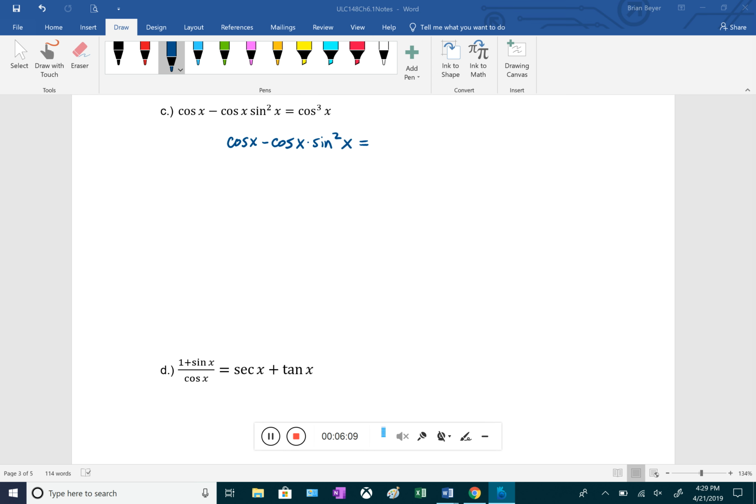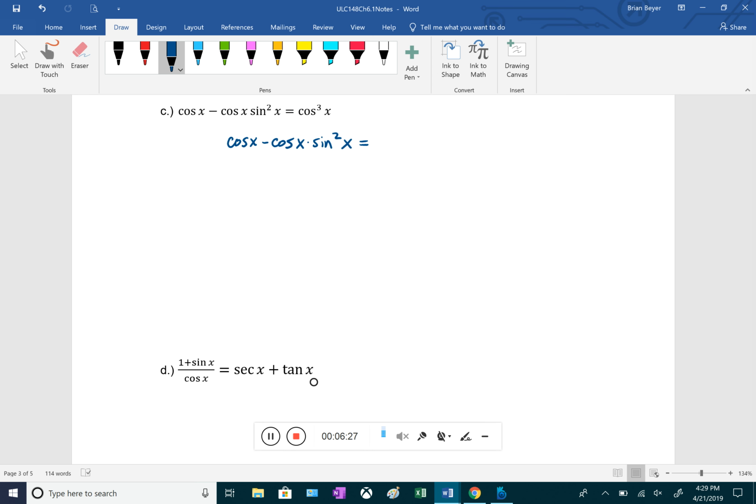So we want to show that this simplifies to cosine cubed. Once again, we have two terms. We have this term and this term separated by subtraction. Since we start with two terms, we want it to be one term. We want to somehow combine these into one term.